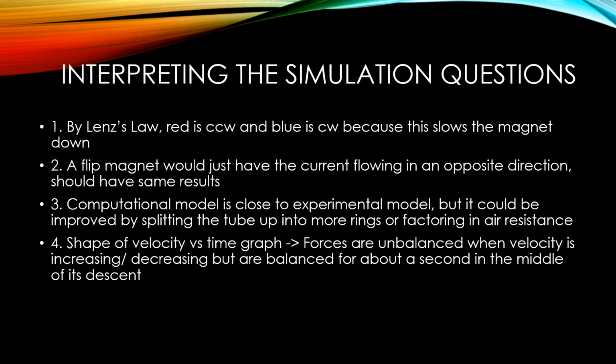In interpreting the simulation questions, by Lenz's law, the red from the model is counterclockwise and blue is clockwise because this slows the magnet down. And then a flipped magnet would have the current flowing in the opposite direction, but would have the same results. The computational model is close to the experimental model, but it could be improved by splitting the tube up into more rings or factoring in air resistance.